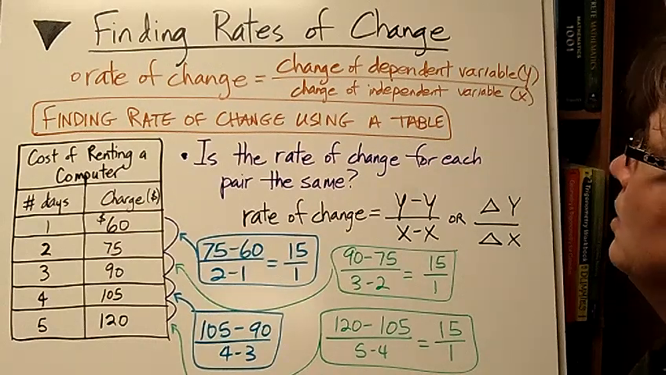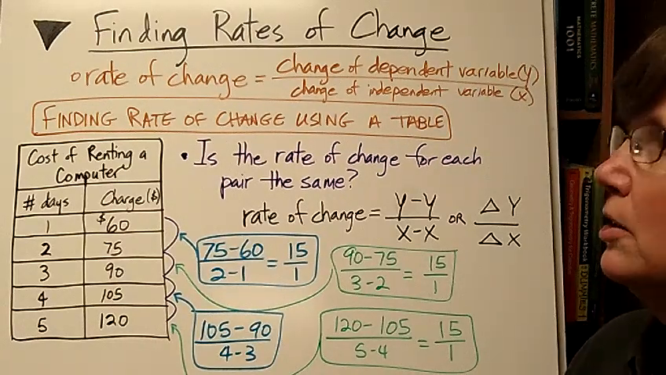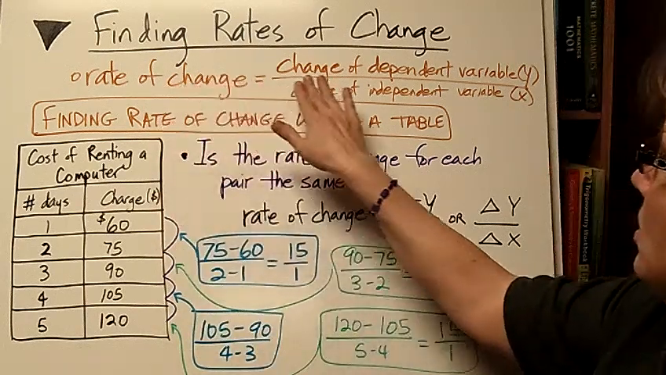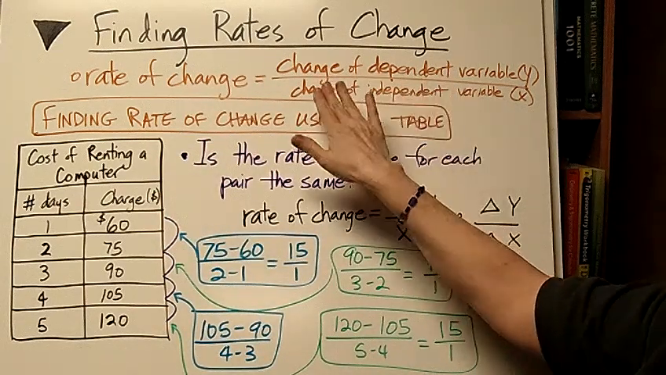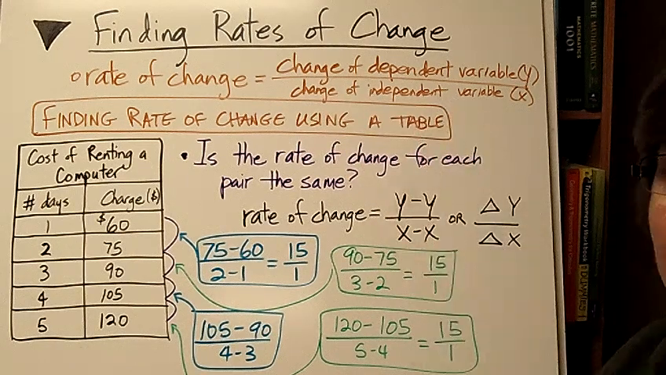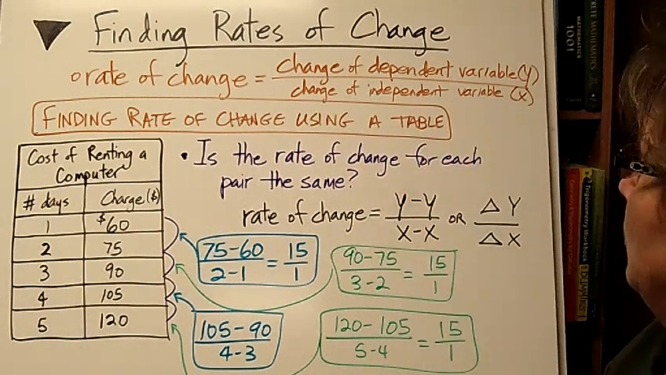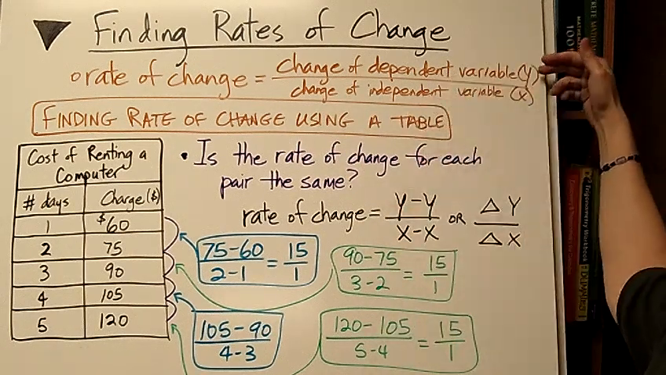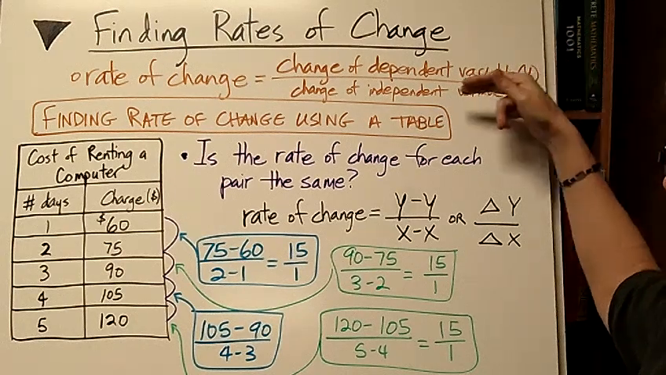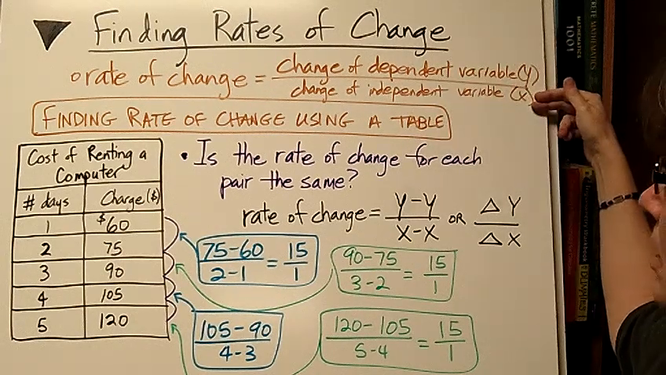Hi, in this video we're going to talk about finding rates of change. A rate of change is the change of the dependent variable over the change in the independent variable. If you will remember, the dependent variable is simply your y value and the independent is x.